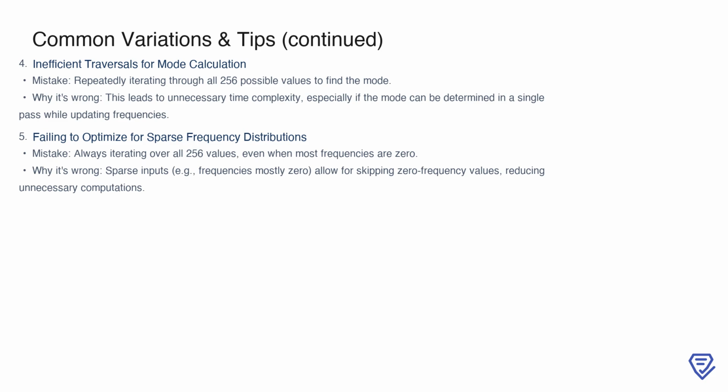Similarly, failing to optimize for sparse frequency distributions can waste computational resources. If most frequencies are zero, always iterating over all 256 values becomes redundant. By skipping zero frequency values, especially in sparse inputs, you can reduce the overall number of operations and make the solution much faster. These optimizations are key to writing efficient and scalable code.